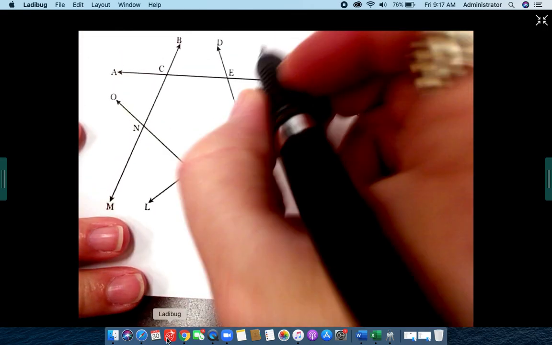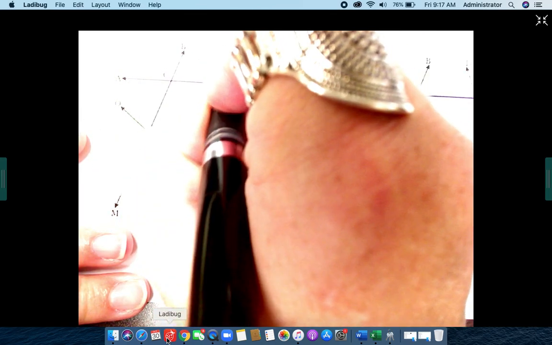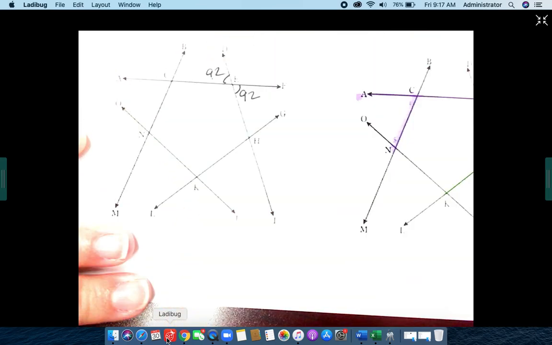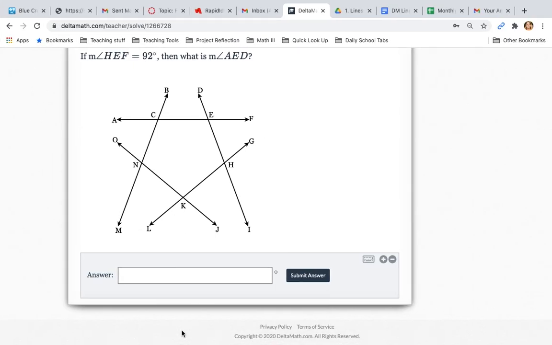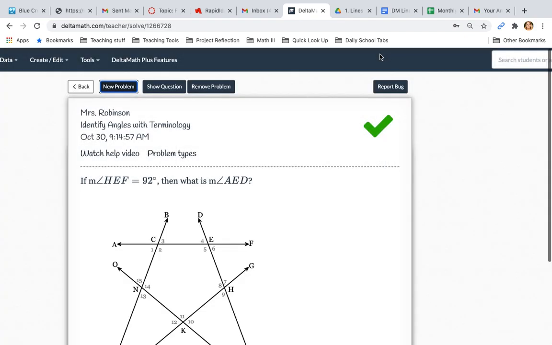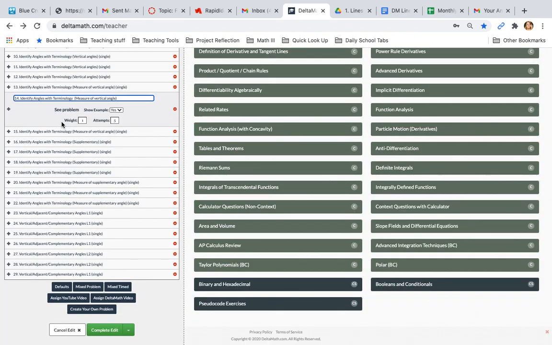So if HEF is 92, AED, because they are vertical, will also be 92. Pretty straightforward, right? Granted, it looks like an acute angle, and 92 degrees is above 90, meaning a right angle, but this is not necessarily drawn to scale. So again, if HEF is 92 and AED is vertical, then it will have the same measure. So these should be pretty easy. You literally are just typing in the same measure, right?